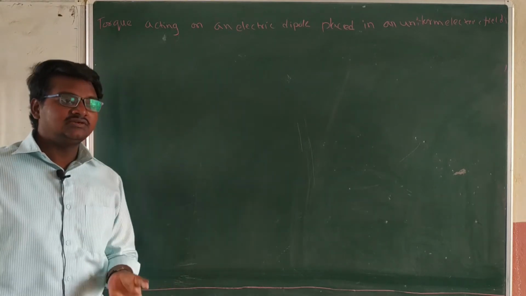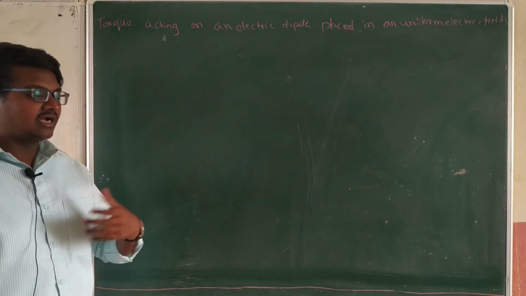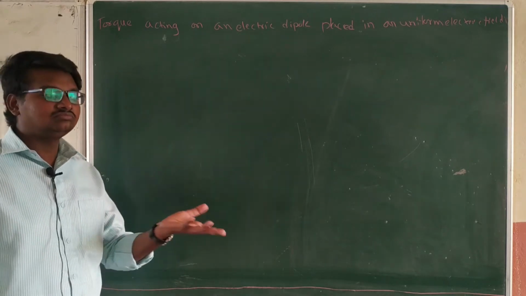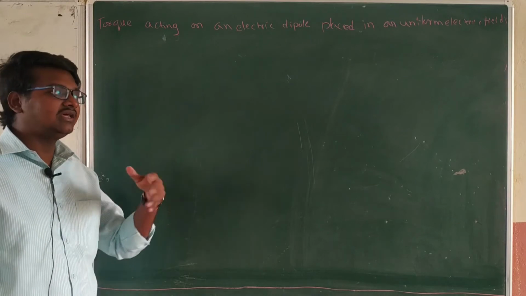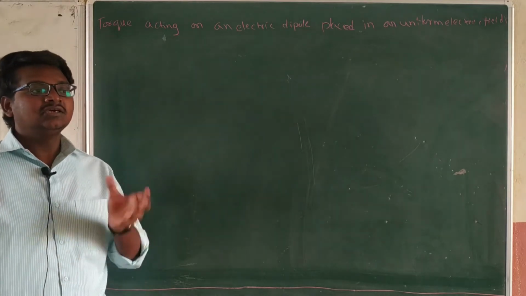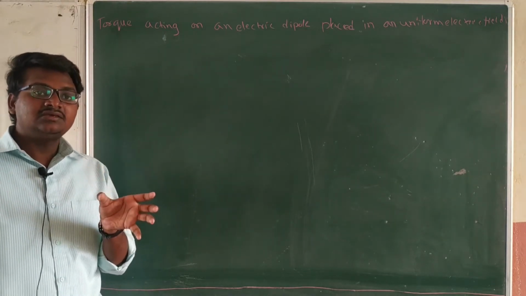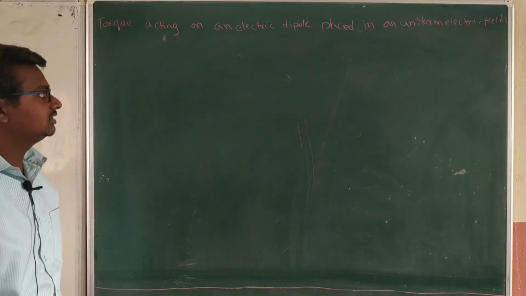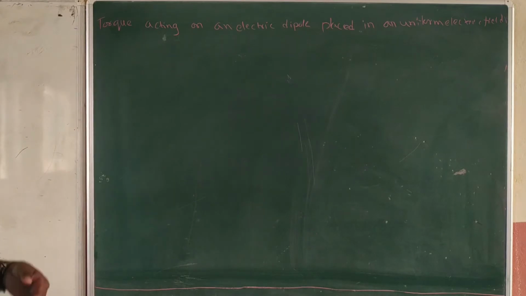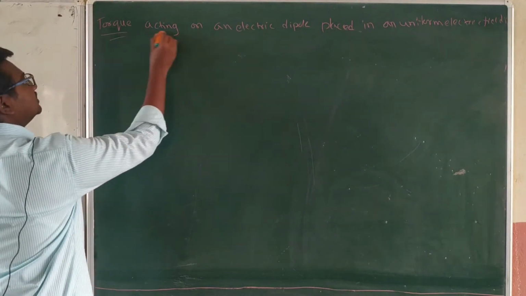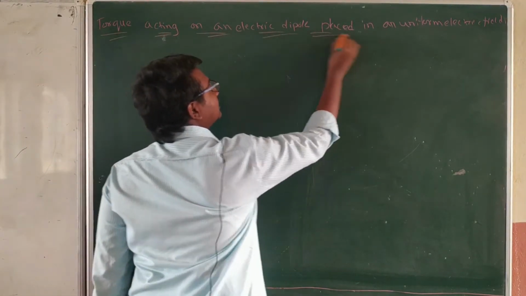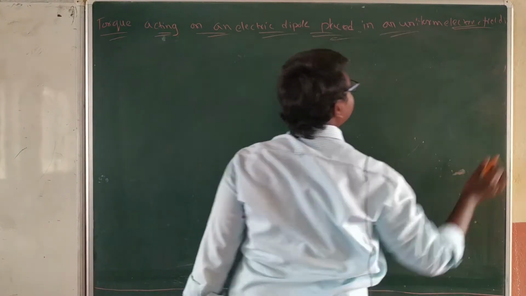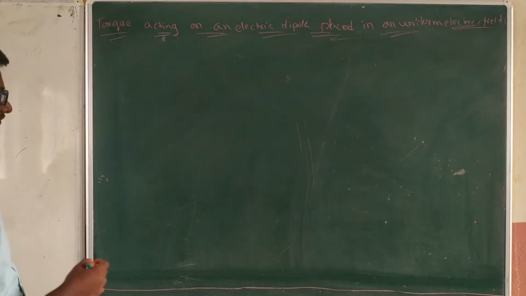After that, we will discuss conductors, insulators, and also semiconductors, and the final one is conductor placed in a uniform electric field. Let's discuss all these three topics now. Now let's start with this one, torque acting on an electric dipole placed in a uniform electric field.